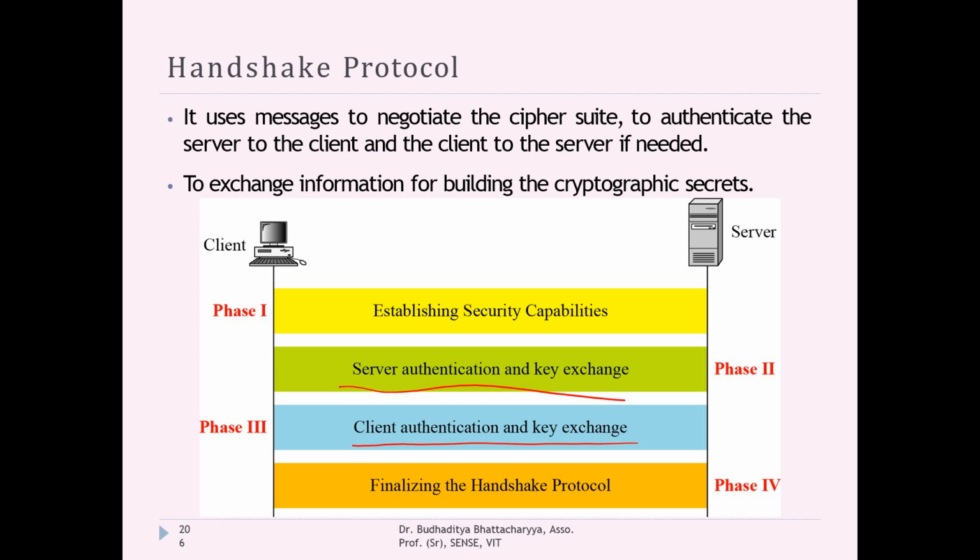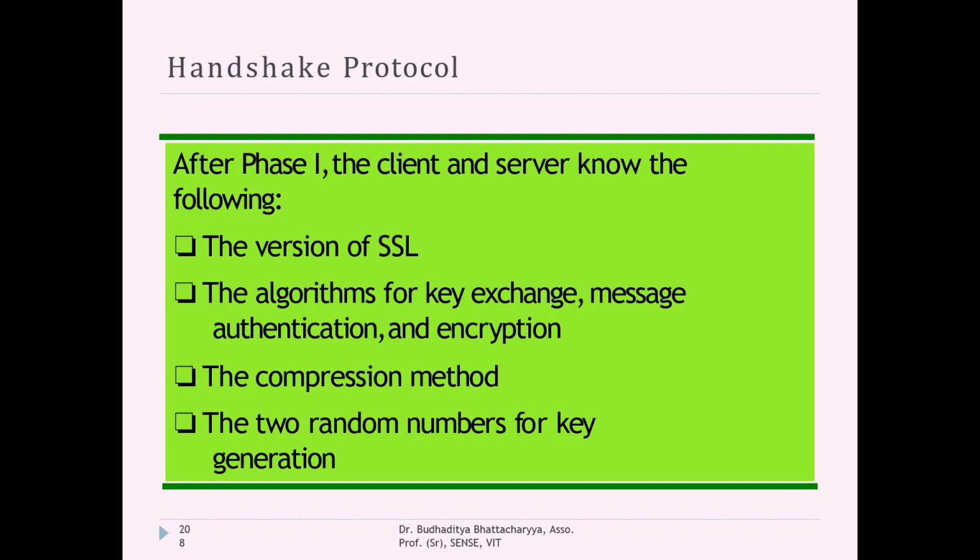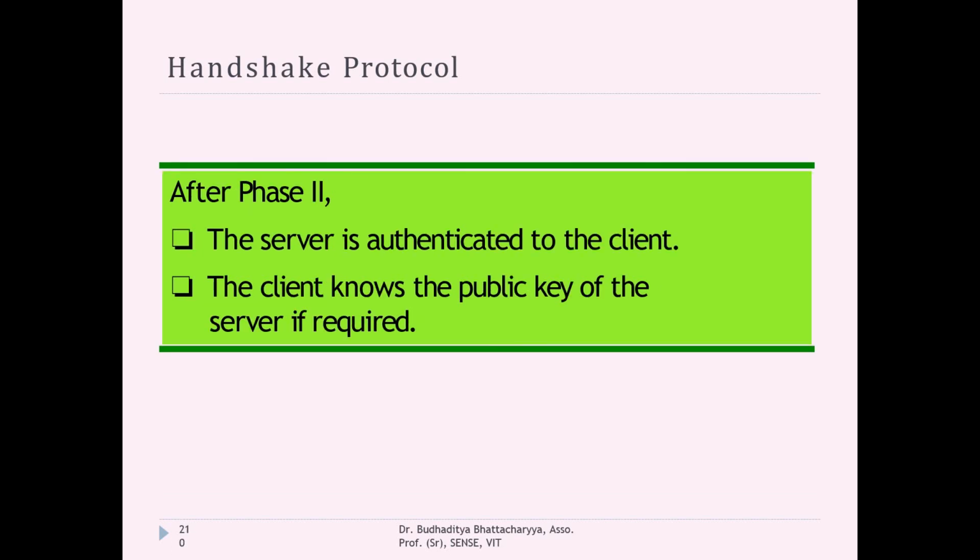But naturally, it takes a very small time to do all this process. So that's why we don't realize that this is happening. So this is about the 4 phases. I'll just brief you on this. After phase 1, the client and the server know the following: the version of SSL, the algorithm of key exchange, the compression method, and the random keys. After phase 2, the server is authenticated to the client. The client knows the public key of the server if required.